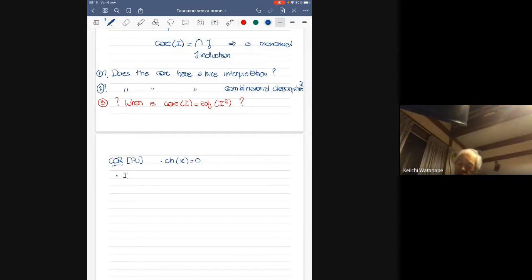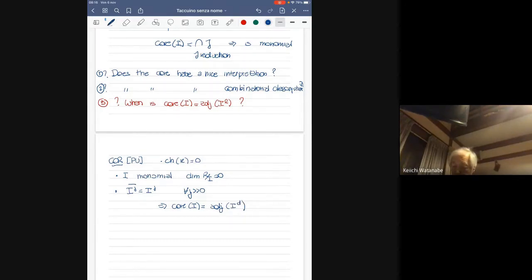So assume that I is monomial. This is the setting today. And the dimension of R mod I is 0, so I is an M-primary ideal. And then we assume that I is asymptotically normal, so the powers of I are eventually integrally closed. Then the core of I is indeed the adjoint of I to the d. In this case, the analytic spread is d.